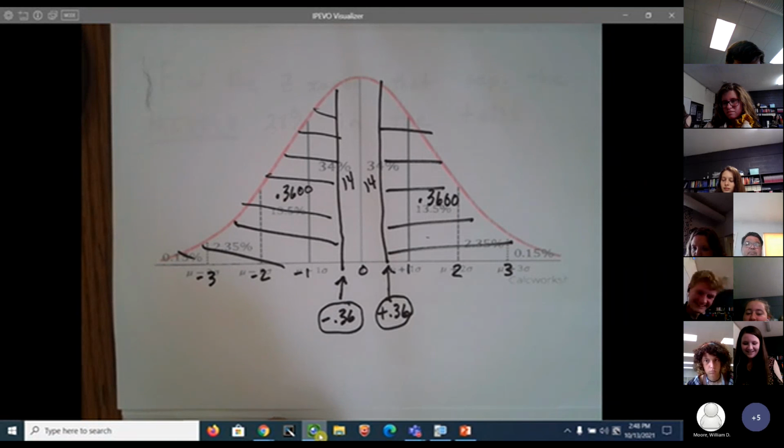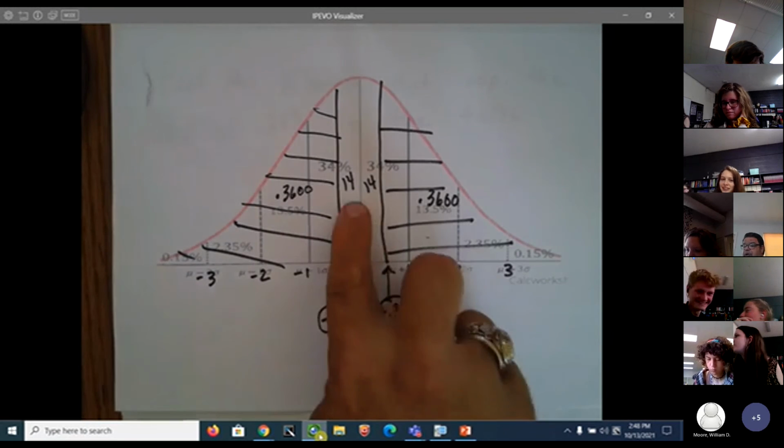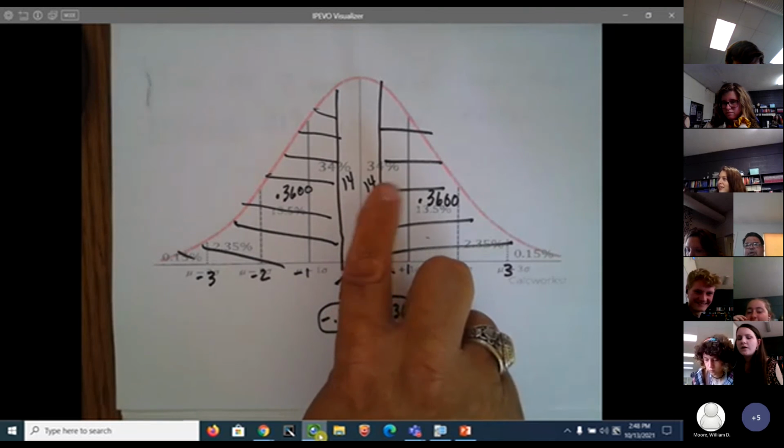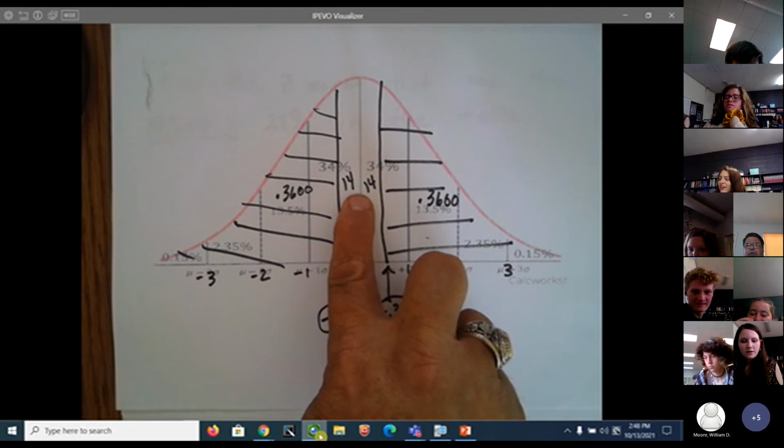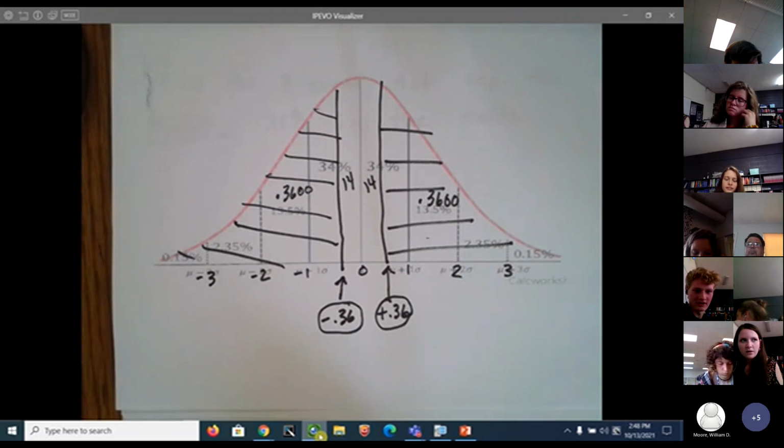One more question. Where'd you get 14 from? What's half of 28? Yep. Middle. What does the middle 28 mean? 14 on one side, 14 what? On the other side.